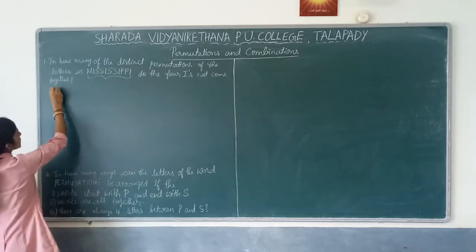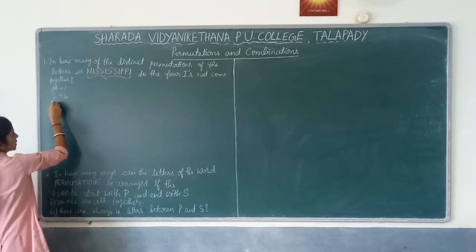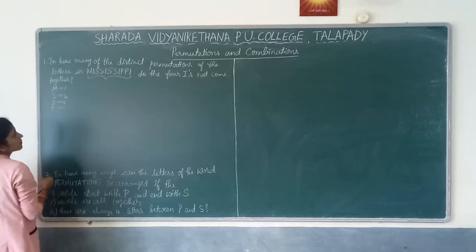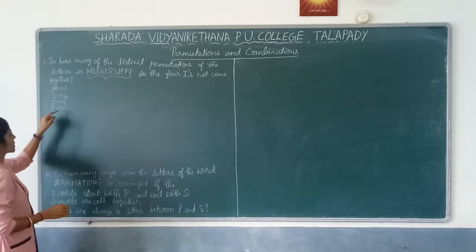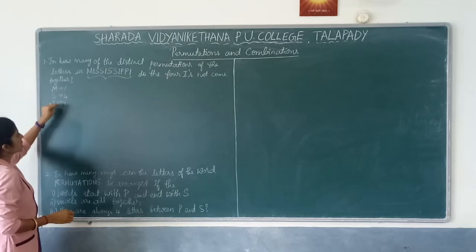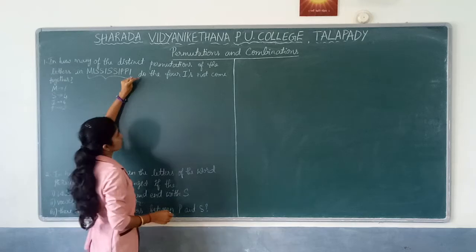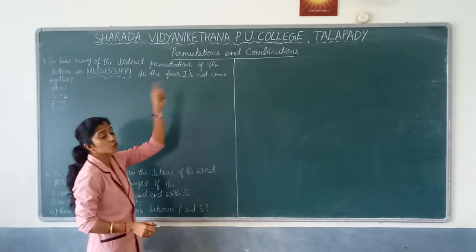It has how many M? Only 1, right? And S, how many are there? 4 are there. I repeats 4 times and P repeats only 2 times, right? So 2 times. Total how many letters are there? There are 8, 9, 11 letters, right? So in these 11 letters, what we have to find out? We have to find the permutations where 4 I's do not come together.